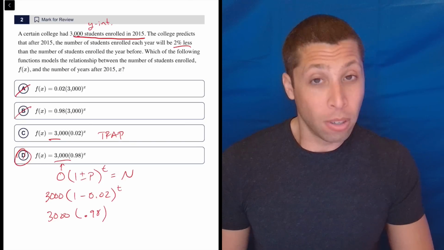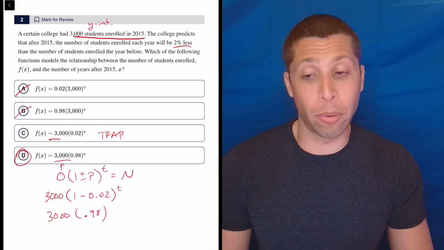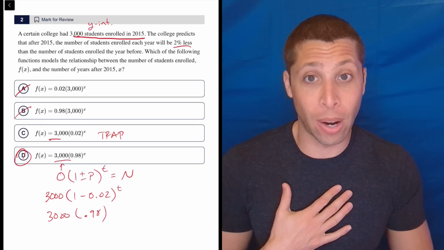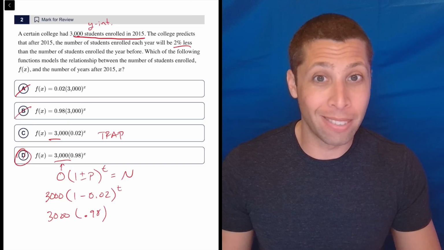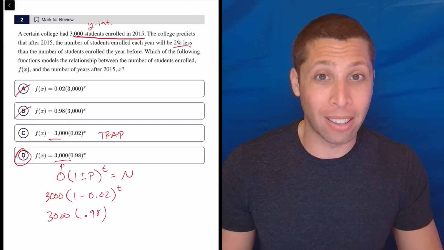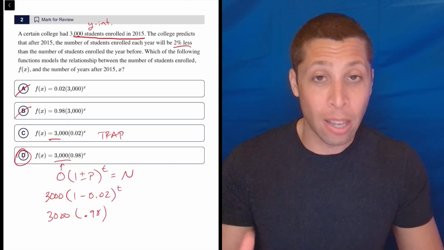So you really, really do not want to lose points on this. This, in my opinion, is an easy question. In the College Board's opinion, it's middle difficulty, but it's not much memorization to be able to get this stuff right. And we have a formula that we can use and follow.